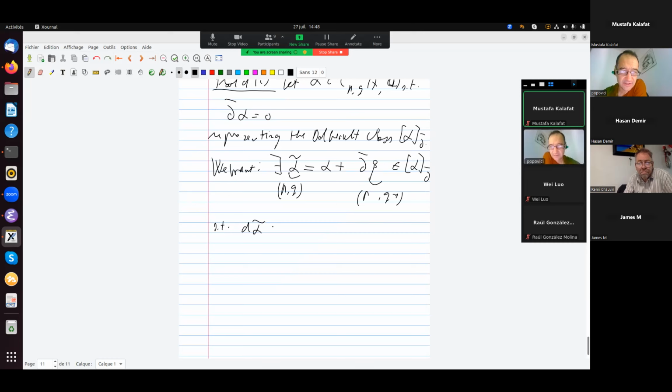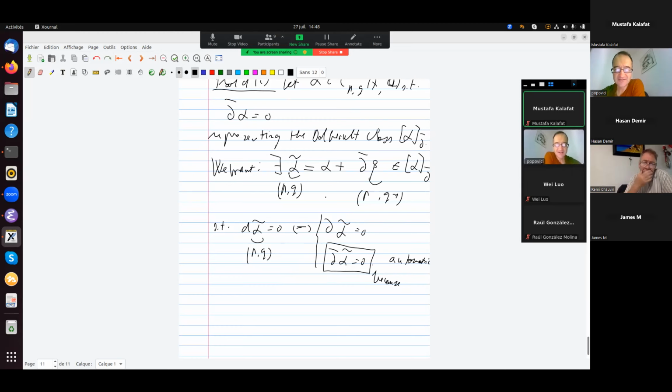D alpha twiddle is 0. But D alpha twiddle being 0, since alpha twiddle is of type PQ, is equivalent to del alpha twiddle being 0 and D bar alpha twiddle being 0. Now, the D bar alpha twiddle being 0 is automatic. This is automatic because alpha has this property, right? D bar alpha is 0.